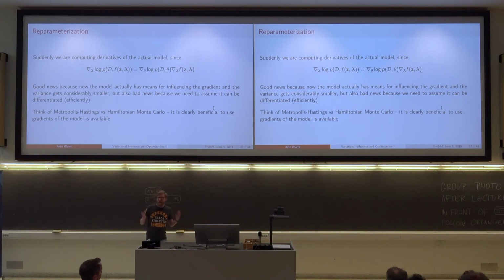This is all kind of bad news, so we need to assume that our model itself is differentiable. It also may be slow to compute that. But it also is very good news in a sense that we get a much richer source of information here. Now the model itself has a chance of influencing the gradient directions, which was a problem with the black box score function estimator. And this is really also what's happening in the MCMC literature.